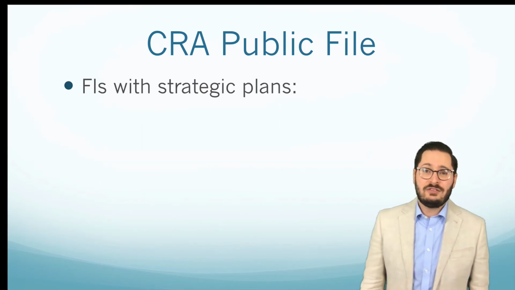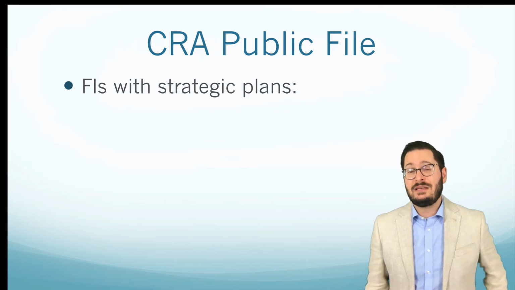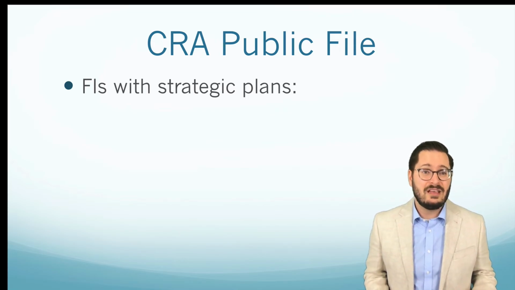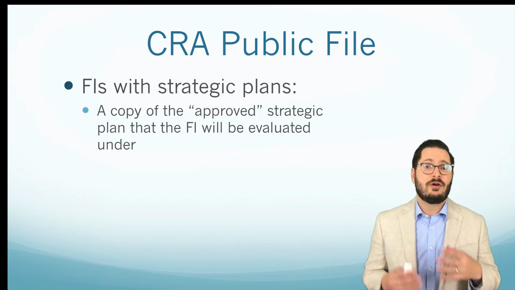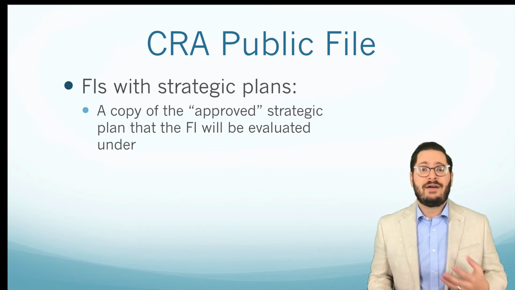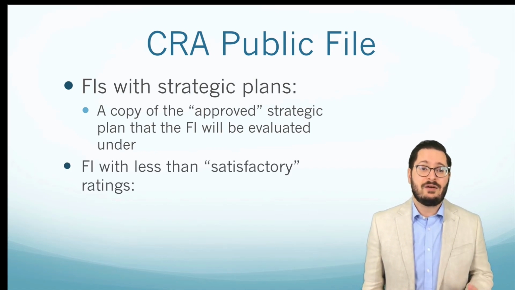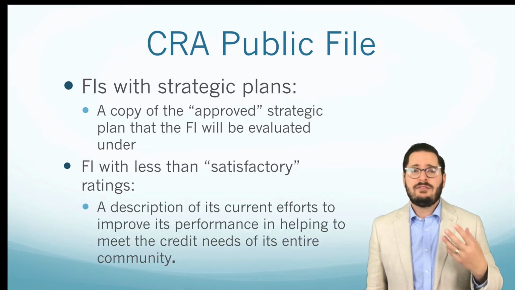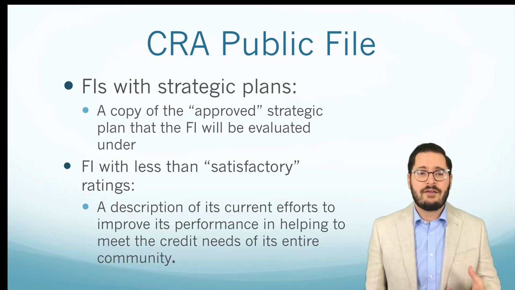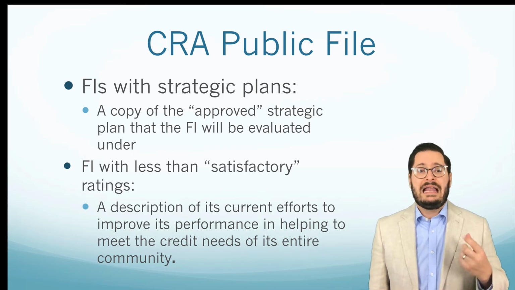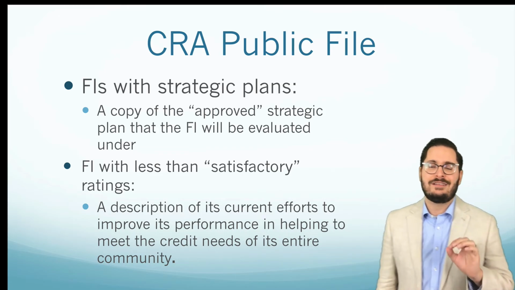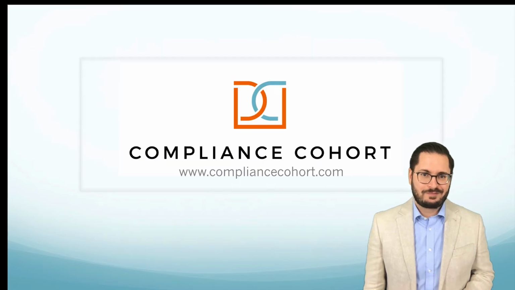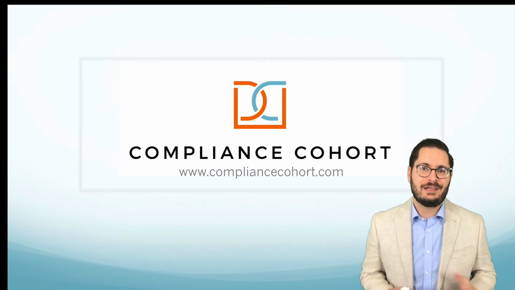Now, if you're a financial institution with a strategic plan, as we do see with a lot of internet banks, then you're going to have a copy of your approved strategic plan that the financial institution is going to be evaluated under. And if you're a bank that had a less than satisfactory rating, you have to provide a description of your current efforts to improve your performance and helping to meet the credit needs of your entire community. So that is what needs to be in your public file.